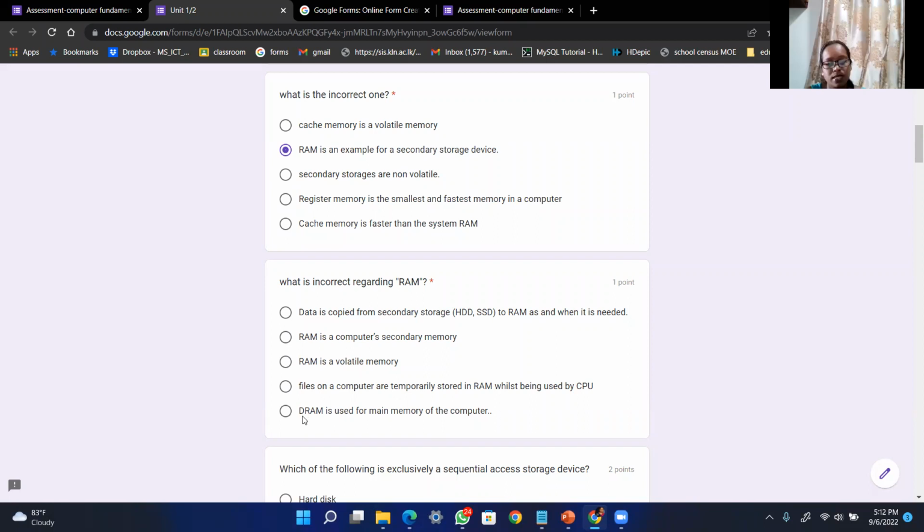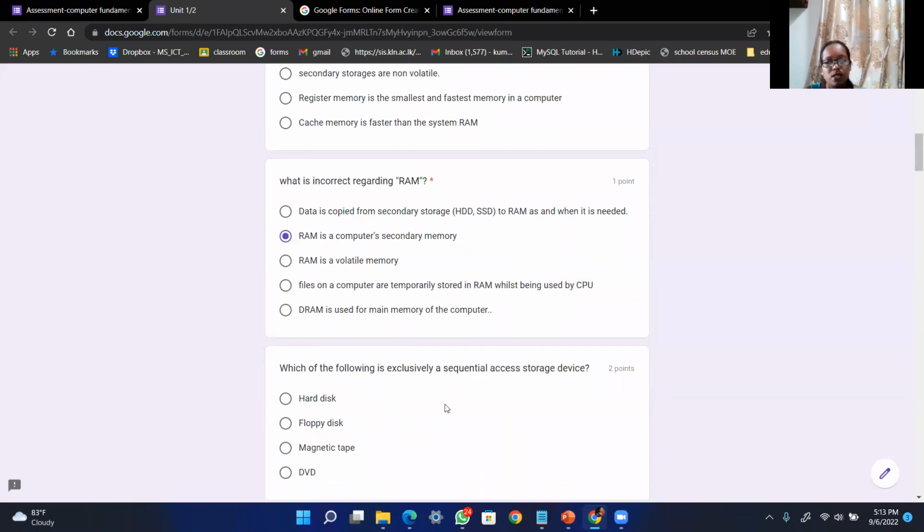What is the usage of SRAM? The DRAM is used as the main memory. What is the purpose of SRAM? That is normally used as the cache memory, right? Cache memory is SRAM. Main memory is DRAM, right? So what is the incorrect one then? Yes, the second one.